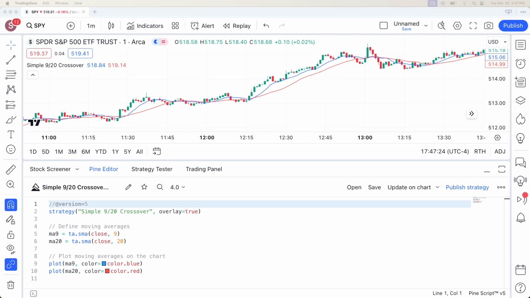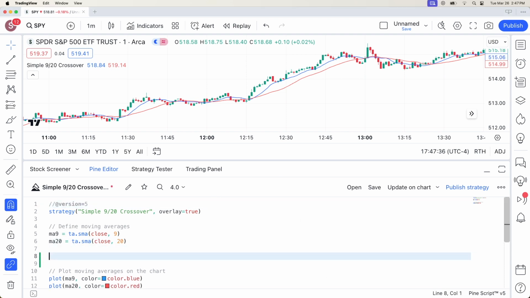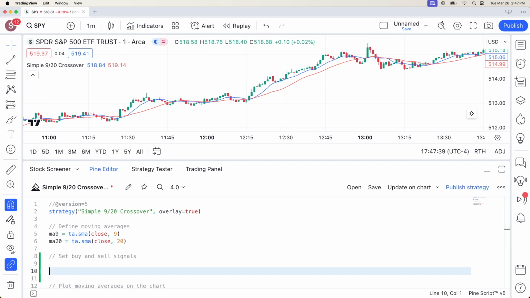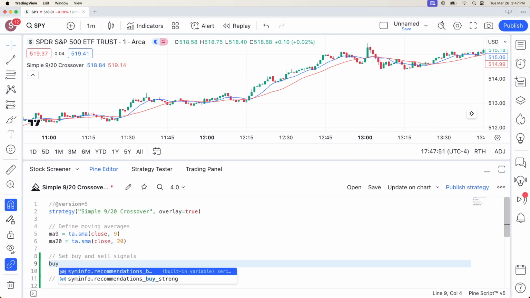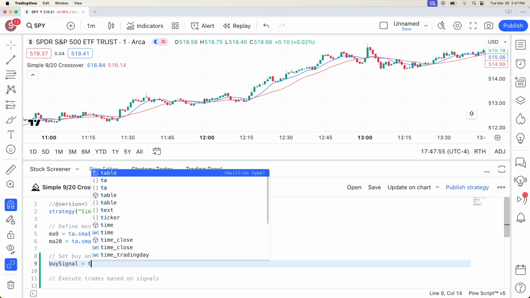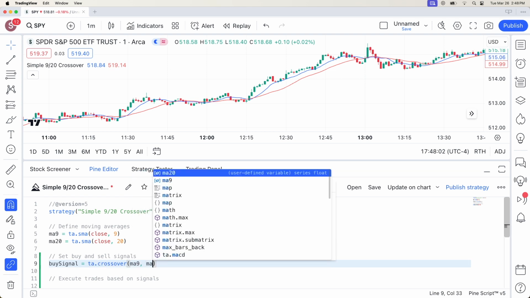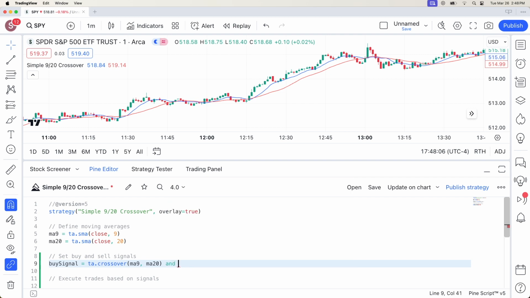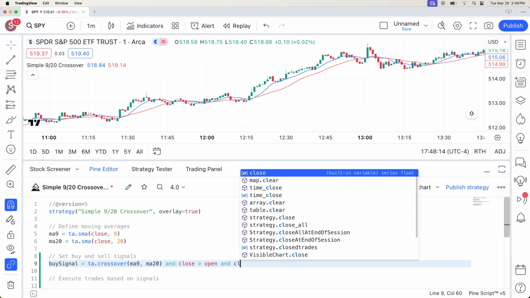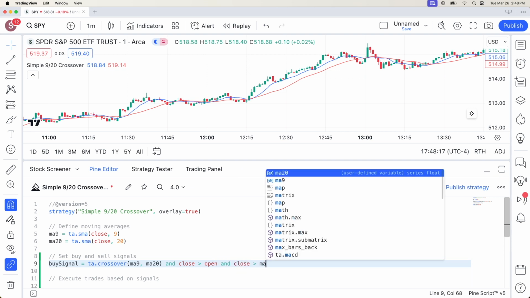Now, let's start placing some trades according to our strategy. We'll first define our buy and sell signals and then execute the trades based on the signals. So for our buy signal, we want the crossover of the 9 over 20 and a green candle, so close more than open, and also the close to still be above the 9.